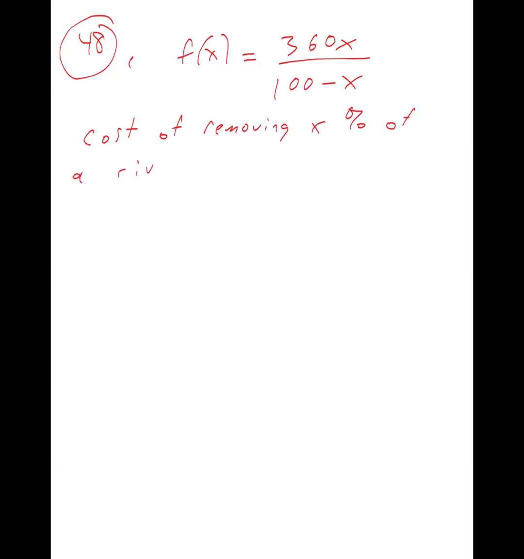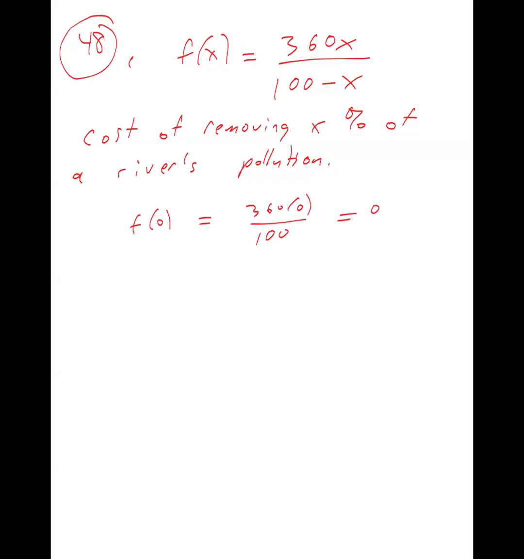So first of all, is there any pollution in the river? Do you think? Yeah, because anytime you throw something nasty into it, it gets polluted. How much would it cost to remove a certain percentage of the pollution that's in it? So let's say if you removed zero pollution, how much would that cost? $0, because if you plugged in 0, you'd have 360 times 0 divided by 100, which is 0.